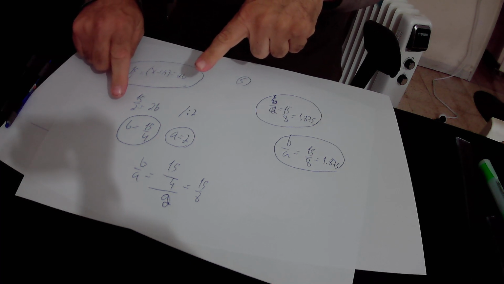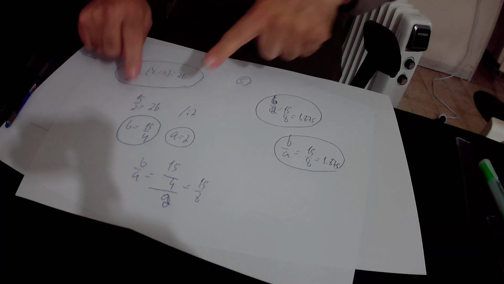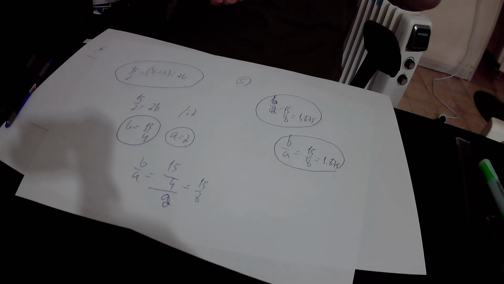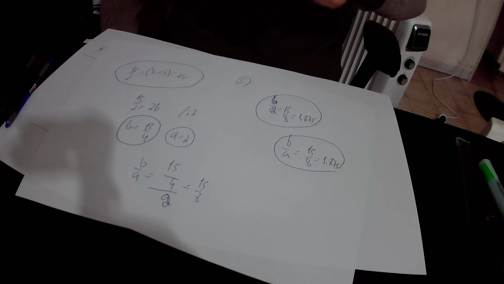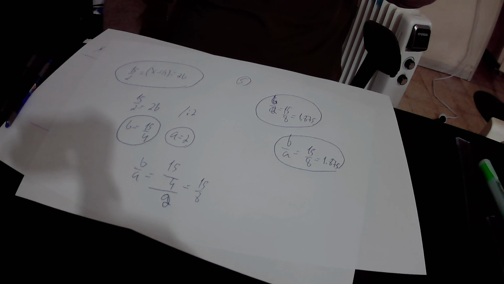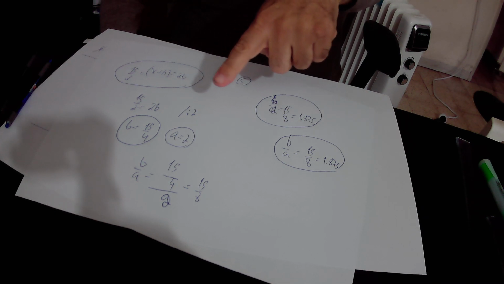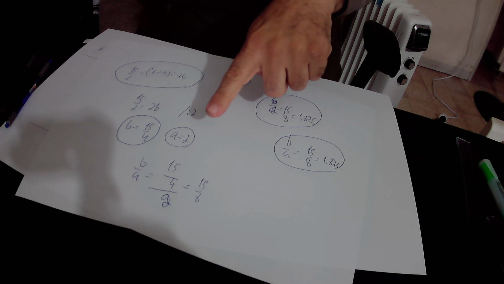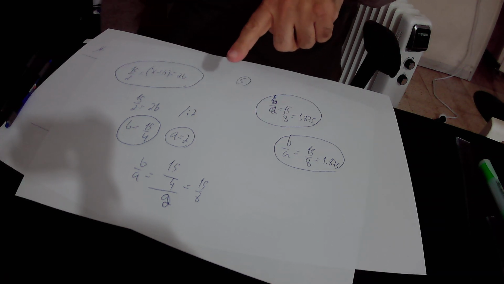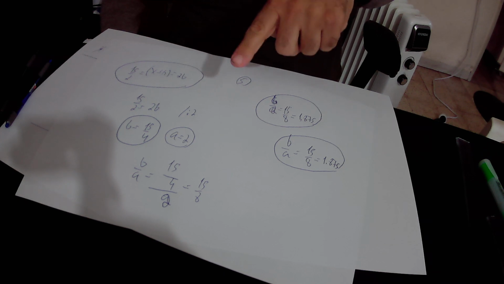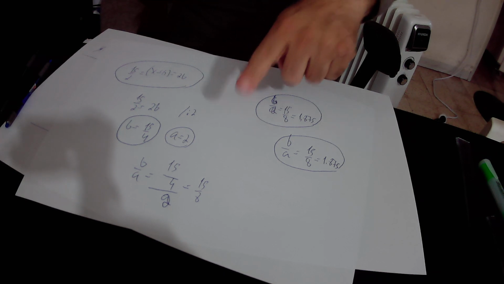15 over 2 over 2, which is 15 over 4. So b equals 15 over 4. And we have already found that a, the radius of the small circle, is equal to 2. So what is the ratio of b over a? b over a equals b, that is 15 over 4, over a, that is 2. So b over a equals 15 over 4 over 2, it is 15 over 8.